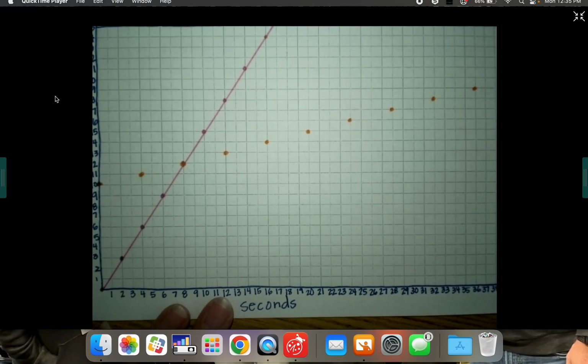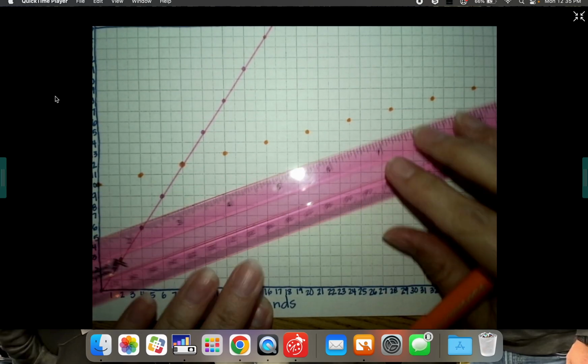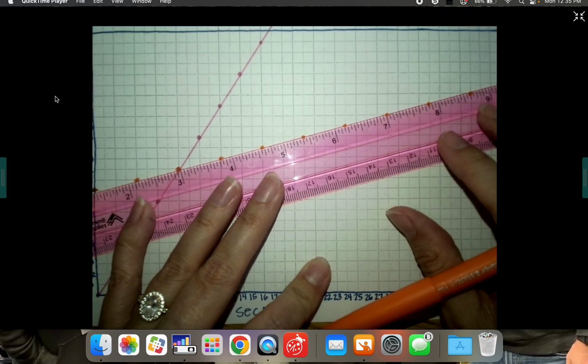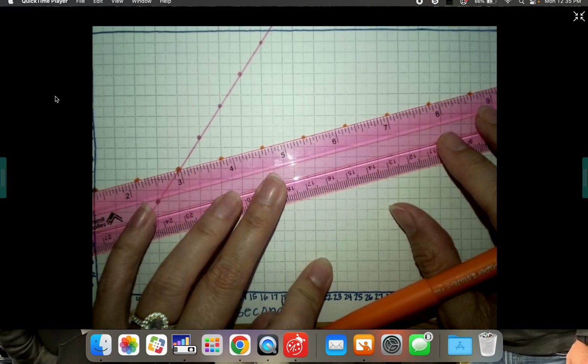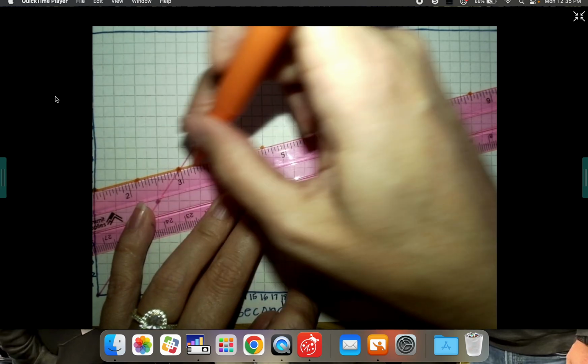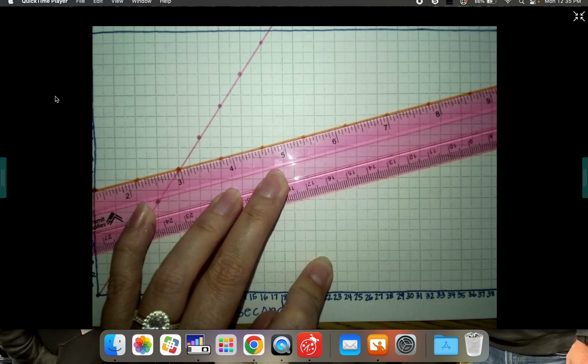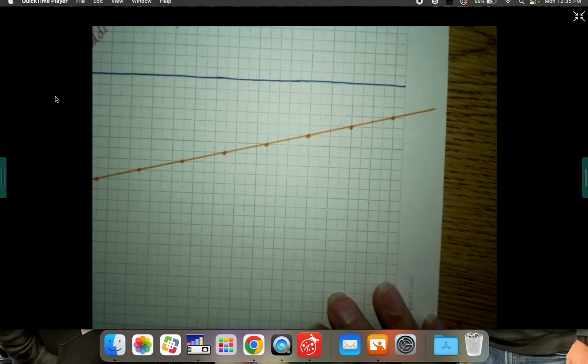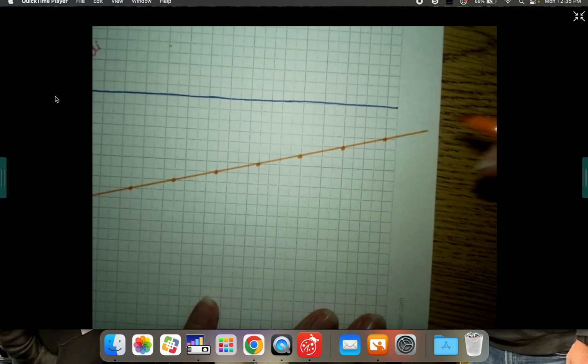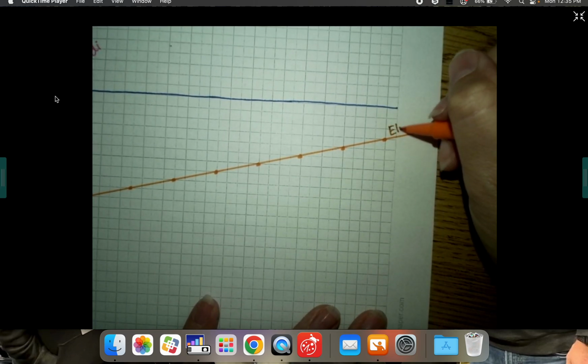All right, take your ruler. You're going to need the whole ruler this time. And draw in your line from 10 meters as far as you can get Elizabeth's line to, as close to the finish line as she can. So mine was like that. And let's go ahead, don't forget to label it. This is Elizabeth.